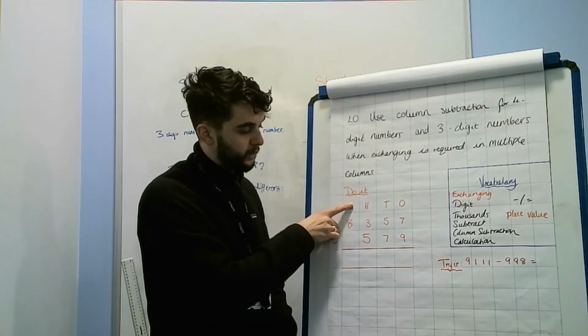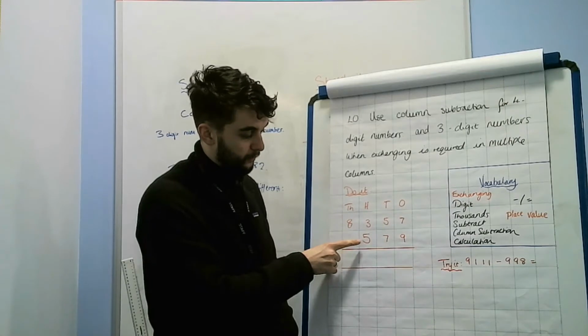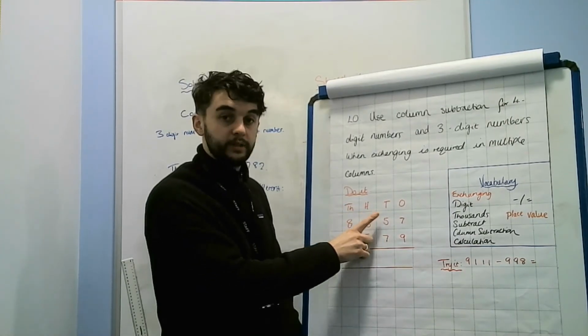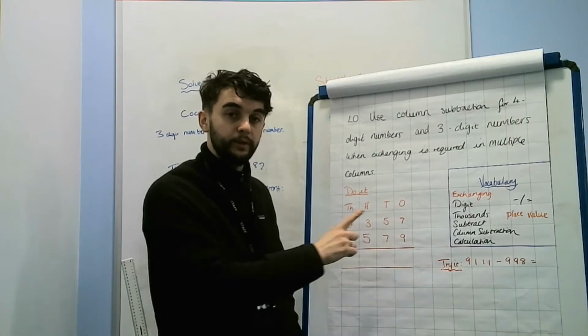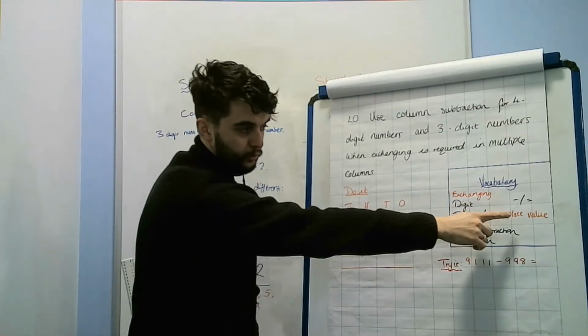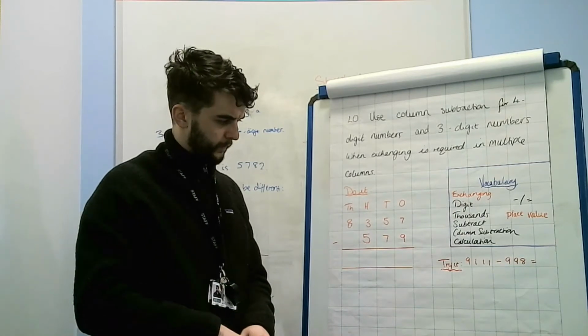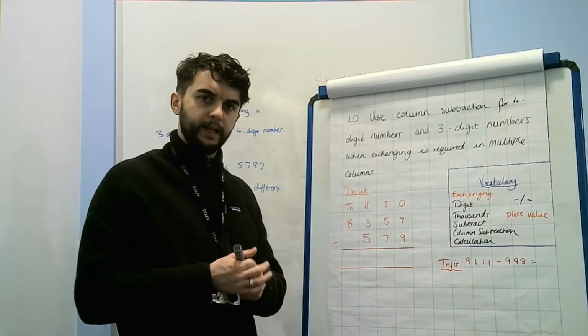We have a 4-digit number subtracted from a 3-digit number. Thousands, hundreds, tens, ones. So make sure when you're doing your working out, you have used your place value. It's very important. So let's go through the first question together. Let's see what we can do.